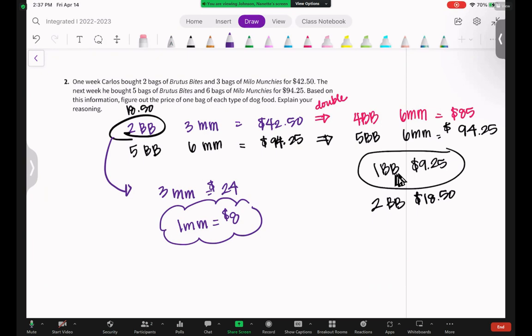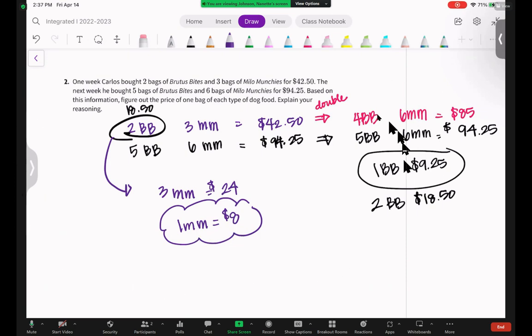So that implies that one bag of Brutus Bites costs $9.25. And because I knew that, I can find out 2 bags of Brutus Bites. So I doubled it, and that was $18.50. And so if this right here is $18.50, the rest of it is going to be 3 Milo Munchies, which was $24, which implies that 1 Milo Munchie is $8.